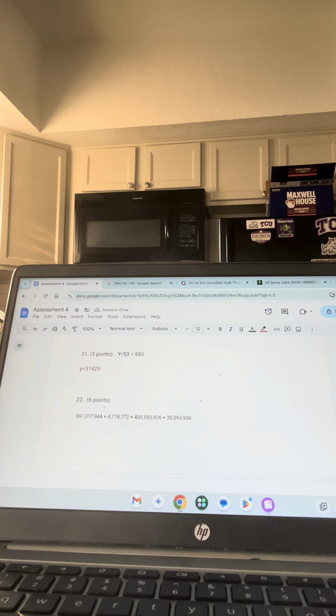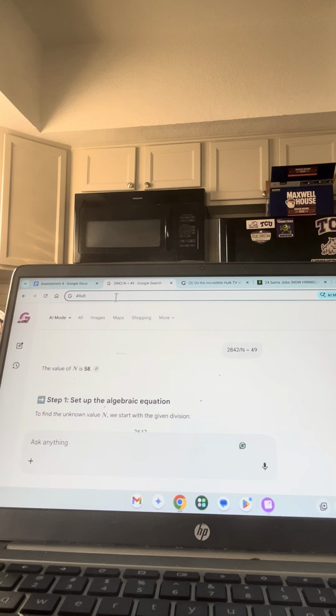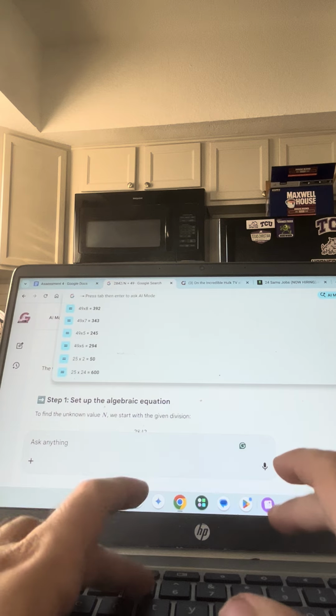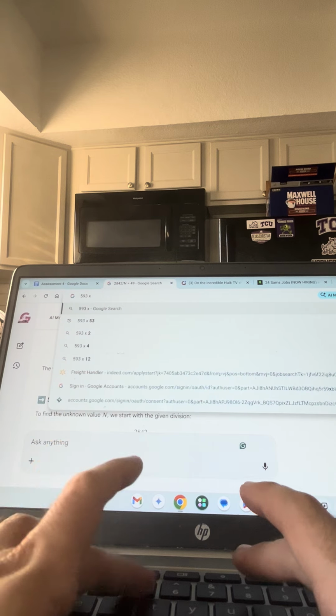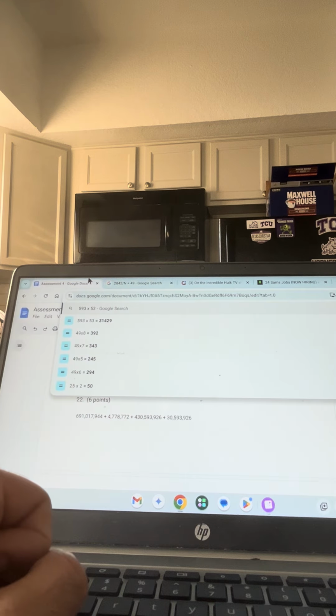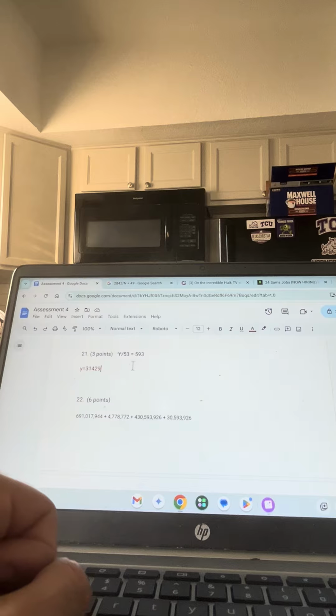And for number 21, what divided by 53 equals 593? Well, I could also do the inverse. I could do 593 times 53. Let's see what I get. 593 times 53 is 31,429. Hey, that's right. So 31,429 divided by 53 equals 593.